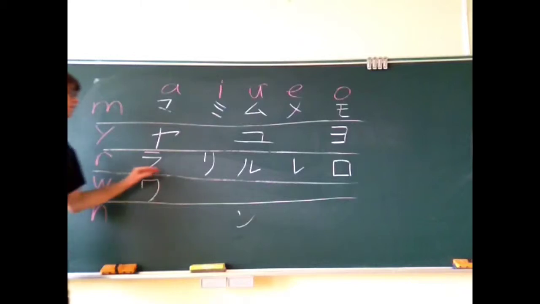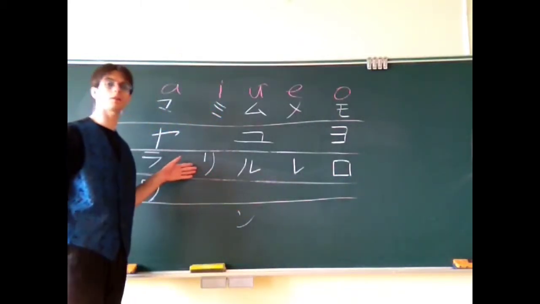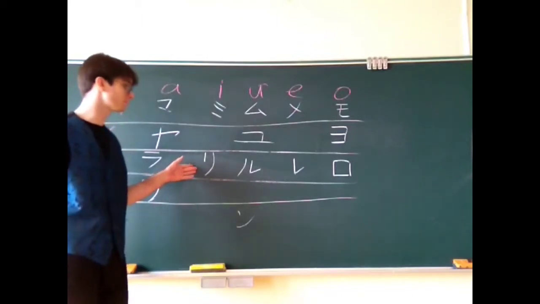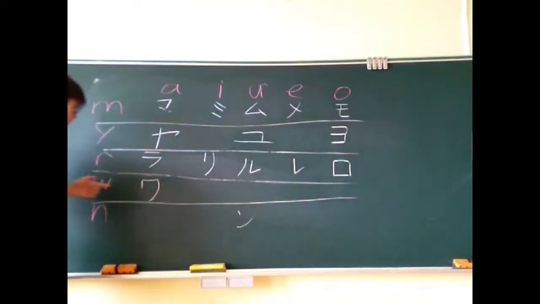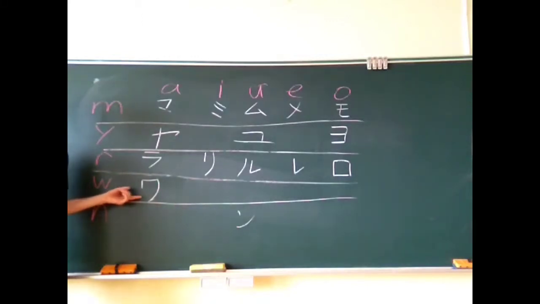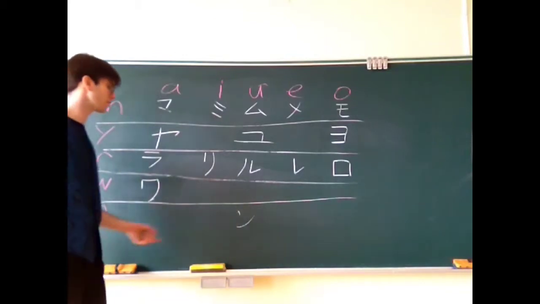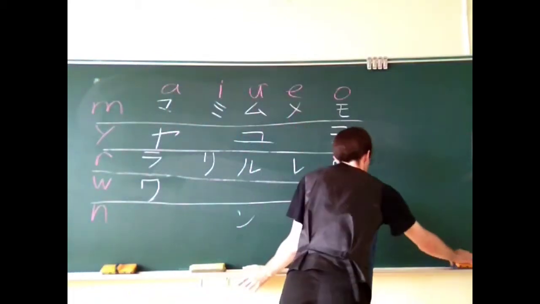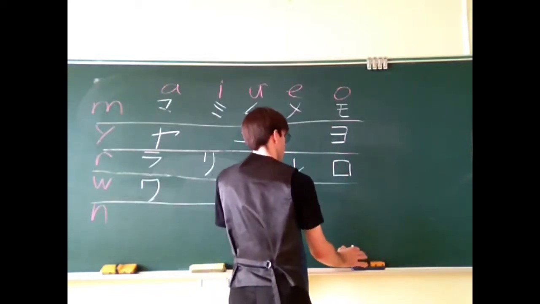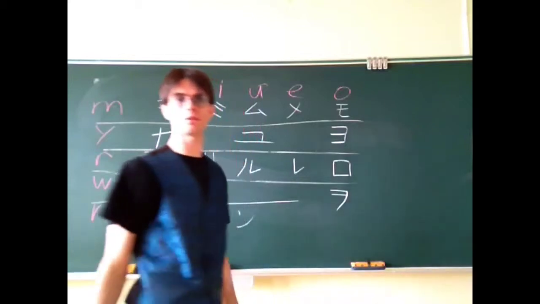The R's, ra, ri, ru, re, and ro. Ri is almost identical, it's just a little more straight. Ro is, of course, a box. The W's you have wa, and then there aren't any others. And then for the nasalized consonant, I forgot about this one. There is one over here. It basically never gets used properly. But it gets used in manga or whatever.